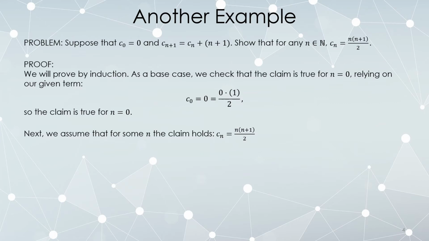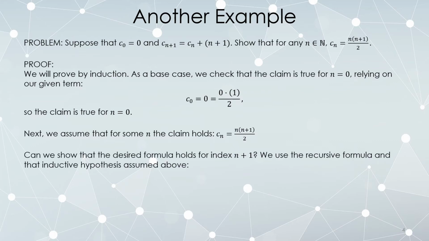Now we assume that there is some natural number for which the claim holds. c sub n really is n times n plus 1 over 2. What we want to do is check that the desired formula holds true for index n plus 1. So what we want to show is that c sub n plus 1 is equal to n plus 1 times, in parentheses, n plus 1 over 2. Replace every instance of n with n plus 1. So this subscript becomes n plus 1, this n becomes an n plus 1, and this n becomes an n plus 1.